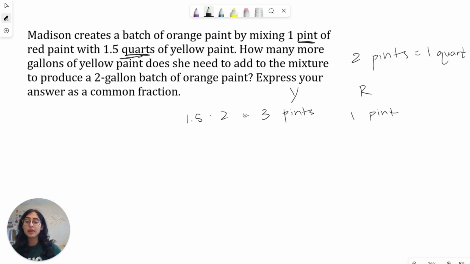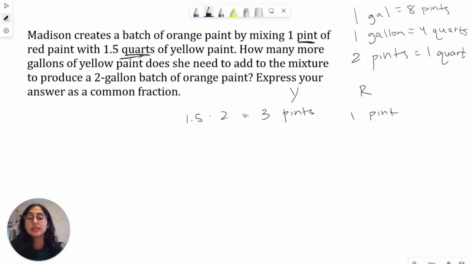And it's asking, how many more gallons of yellow paint does Madison need to add to the mixture to produce 2 gallons of orange paint? Okay, how many pints are in a gallon? 1 gallon equals 4 quarts. So if 1 gallon is 4 quarts and 1 quart is 2 pints, a gallon is going to be equal to 4 times 2 equals 8 pints. 1 gallon equals 8 pints.